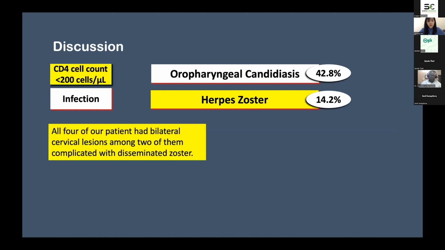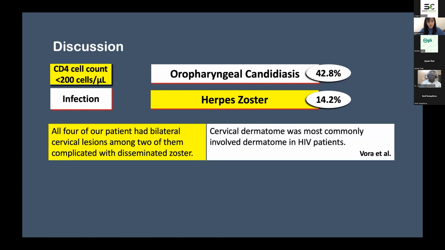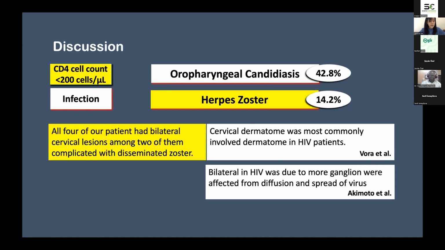All 4 of our patients also had bilateral cervical lesions. Among them, one had disseminated zoster. Cervical dermatome was the most common. Vora et al. also reported that cervical dermatome was the commonly involved dermatome in HIV patients. Akimoto et al. explained that a more widespread bilateral distribution in HIV patients was due to more ganglia affected from diffusion and spread of the virus.